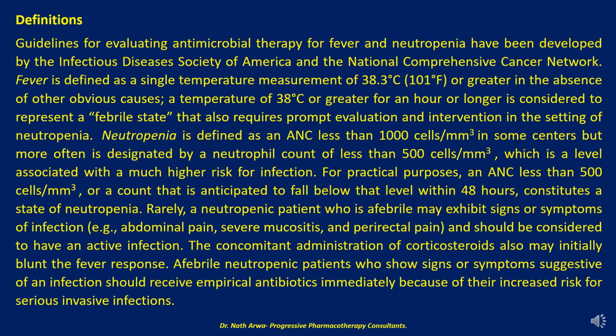Rarely, a neutropenic patient who is febrile may exhibit signs or symptoms of infection, e.g., abdominal pain, severe mucositis, and perirectal pain, and should be considered to have an active infection. The concomitant administration of corticosteroids also may initially blunt the fever response. Afebrile neutropenic patients who show signs or symptoms suggestive of an infection should receive empirical antibiotics immediately because of their increased risk for serious invasive infections.